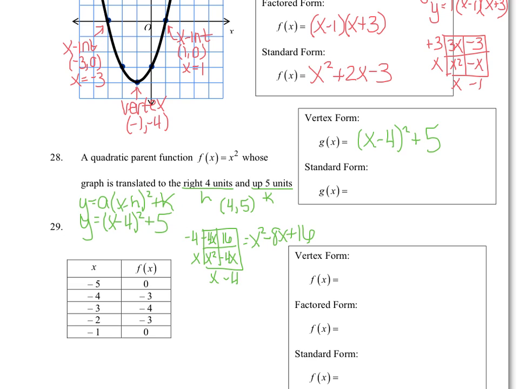But then I want to add 5. So to add 5, I'm finally going to get x squared minus 8x plus 16 plus 5, which is 21. So my standard form is going to be x squared minus 8x plus 21.